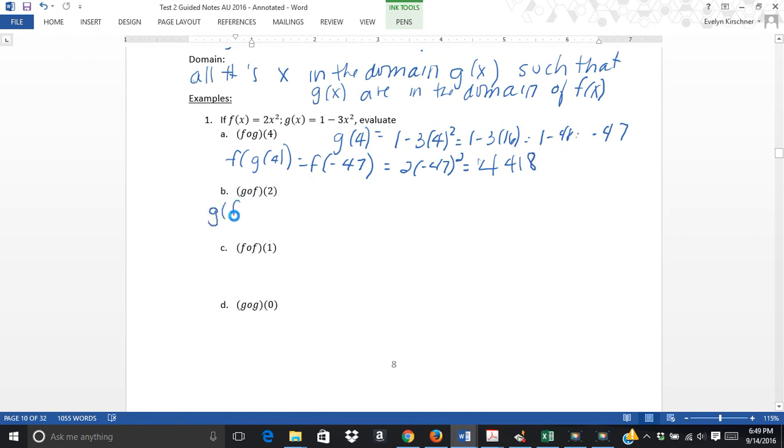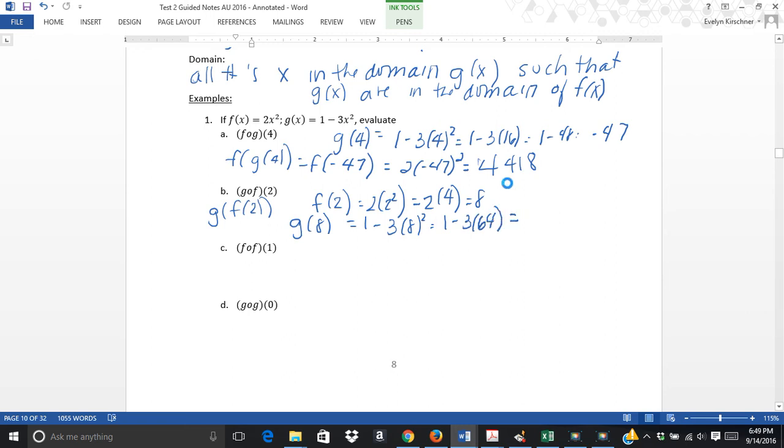Now let's look at this one. This is the same as g of f of 2. So I need to know what f of 2 is. f of 2 is 2 times 2 squared, which is 2 times 4, or 8. So what you need to know is what is g of 8? Well, that's the same as 1 minus 3 times 8 squared, or 1 minus 3 times 64, which equals negative 191.